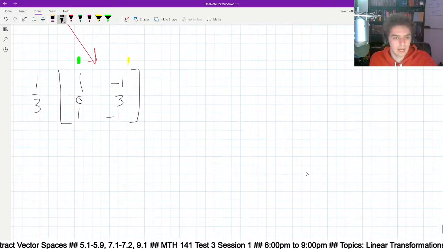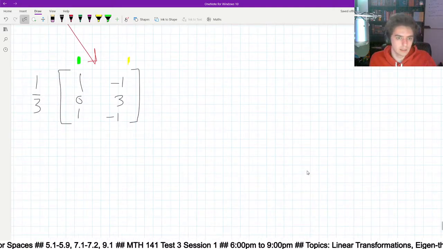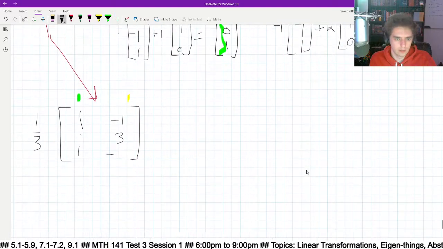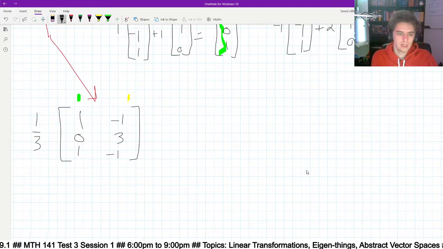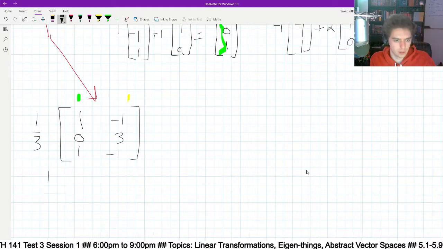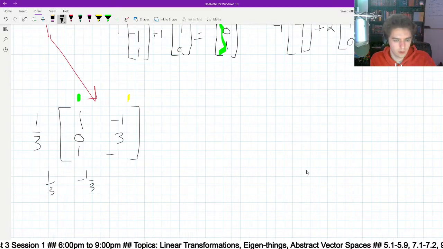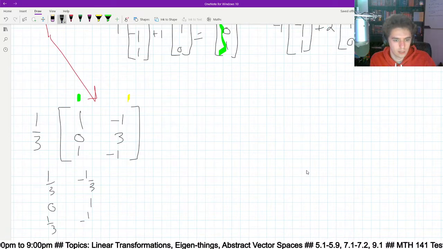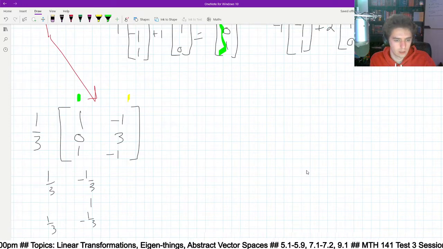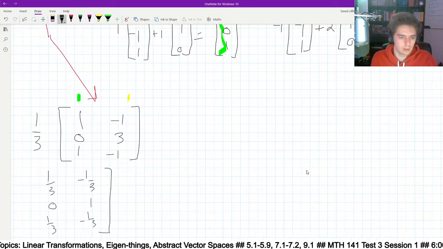Now I just multiply it. This is a 0. So 1/3 of this is going to be 1/3, negative 1/3, 0, 1, 1/3, negative 1/3. Okay, so that's my matrix representation of T.